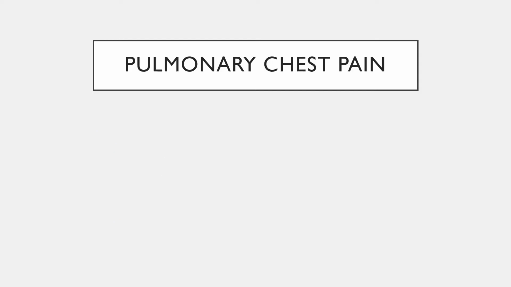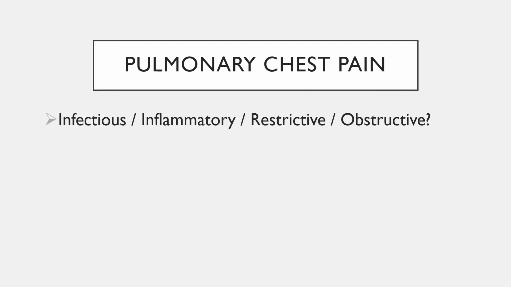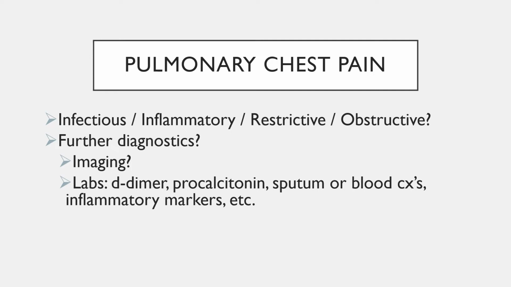If the chest pain is thought to be of pulmonary origin, you should consider infectious, inflammatory, restrictive, and obstructive disorders. The question is what diagnostics are necessary to verify the cause. For instance, if the chest x-ray is abnormal, you should consider further CT imaging to determine the cause. Should you get a D-dimer to evaluate for VTE, a procalcitonin to evaluate for lower respiratory tract infection, sputum and blood cultures to evaluate for infectious etiologies, inflammatory markers like sed rate and CRP to evaluate for pulmonary fibrosis or other causes of inflammation?